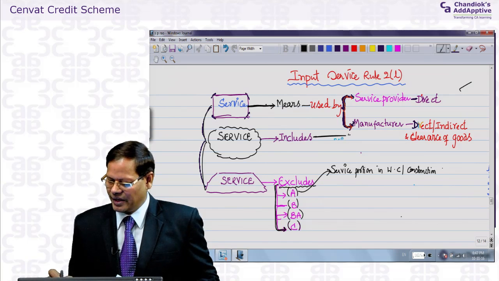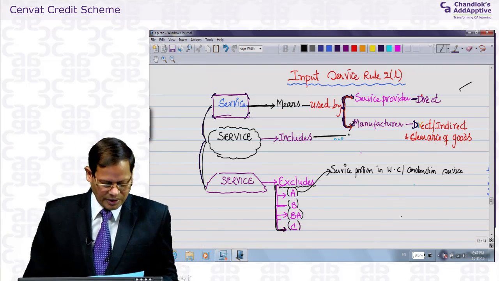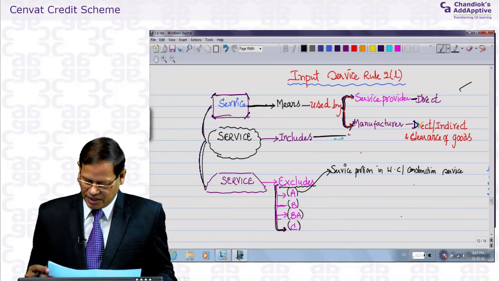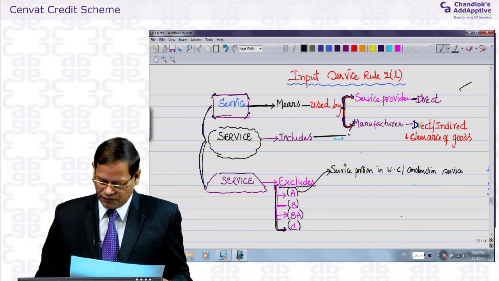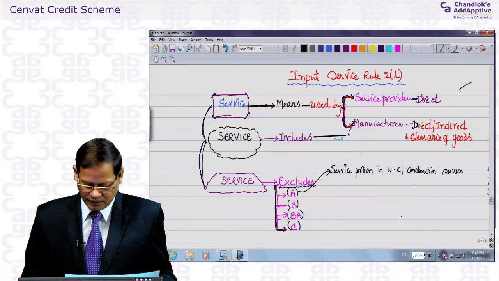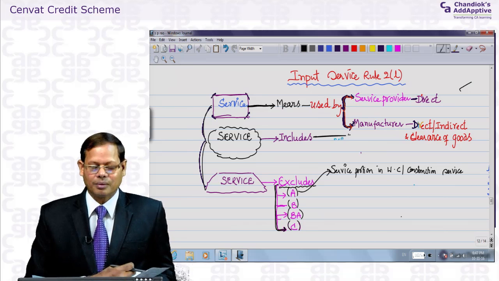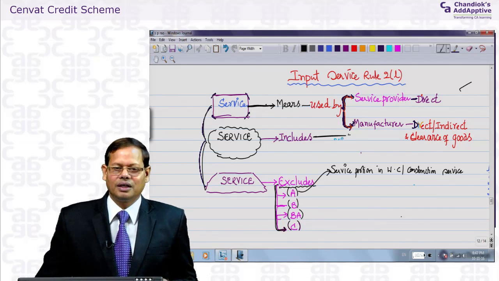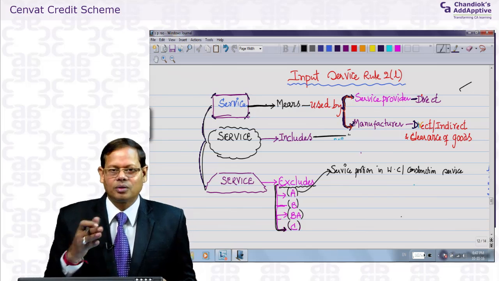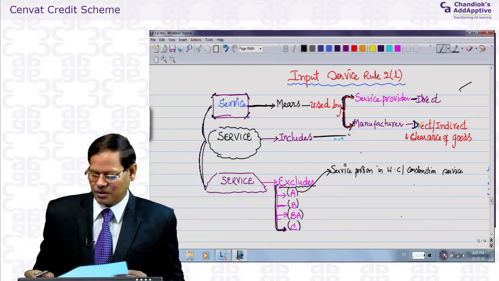So, why are they excluding the service portion? Let me read. Service portion in the execution of works contract and construction services, including service listed under section 66E of the Finance Act, insofar as they are used for construction or execution of works contract of a building or civil structure or a part thereof, or laying of foundation or making of structures for support of capital goods. If you do not understand what is service portion in the definition of input, automatically the link is cut off. You cannot appreciate what is not input service.